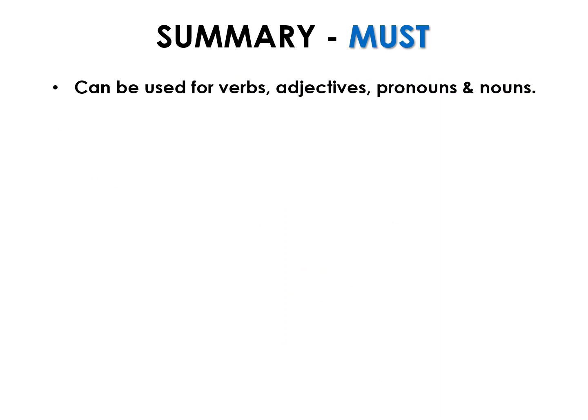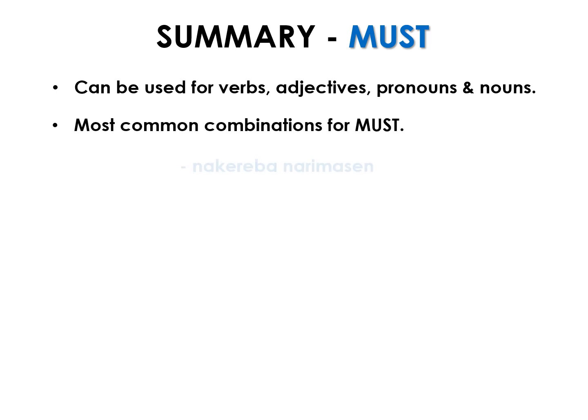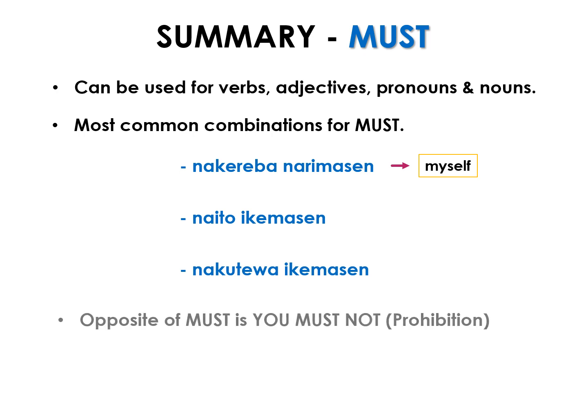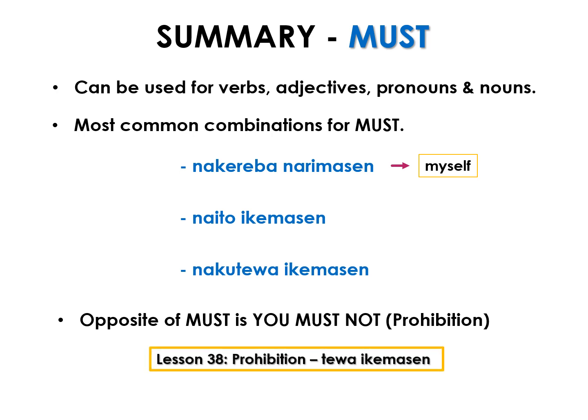The must conjugation can be used for verbs, adjectives, pronouns, and nouns. Now, despite the many combinations possible, the most commonly used are Nakereba narimasen, which is mostly used for the speaker's personal and social obligations. Then we have naito ikemasen and nakutewa ikemasen, which are used to give commands to others. You must do this. But they can also be used for the speaker's obligations. The opposite of must is must not, which is the prohibition conjugation that we learned in lesson 38, tewa ikemasen.